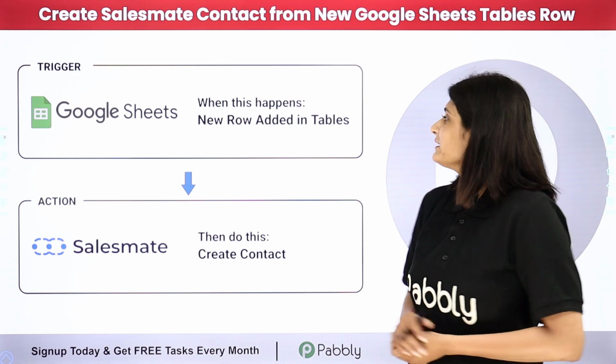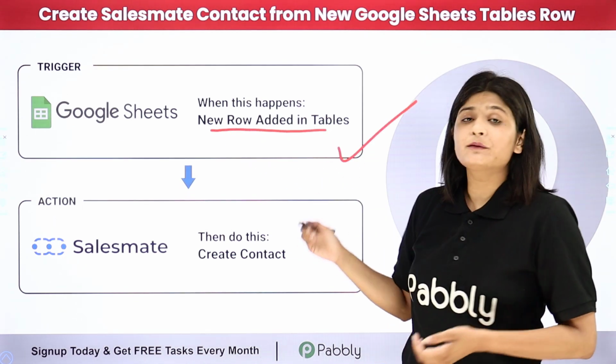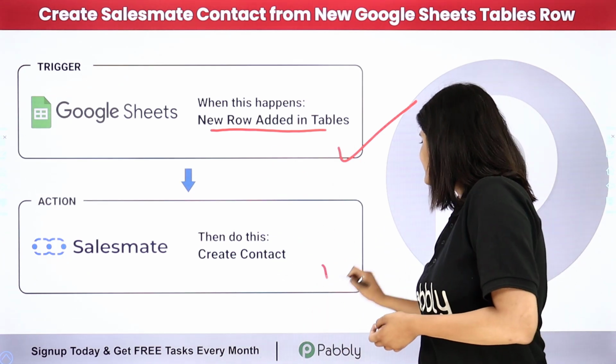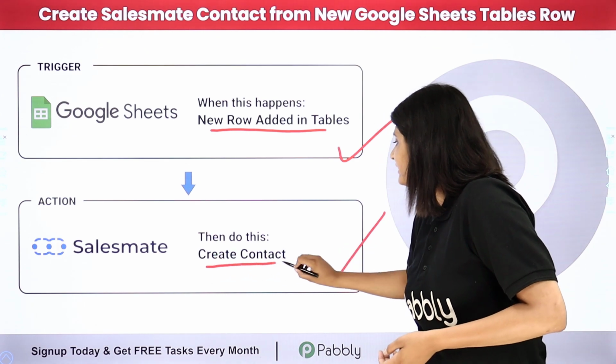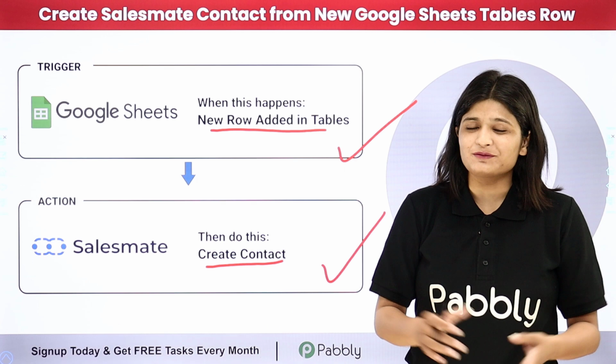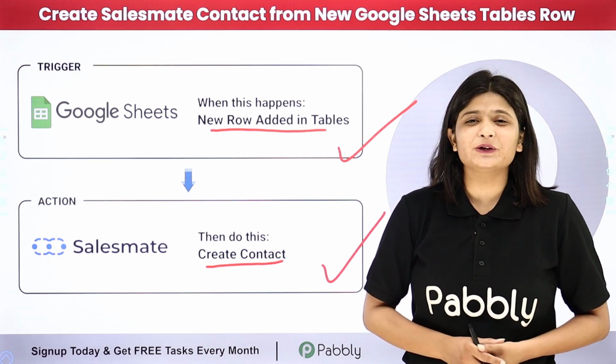Here as my trigger application, I will take Google Sheets where the new row will be added in tables and this complete workflow will get triggered. And in my action application, I will take Salesmate where the contact will be created automatically as soon as the new row will be added in Google Sheets tables. If you want to learn this amazing automation step by step, let me take you all to my screen.